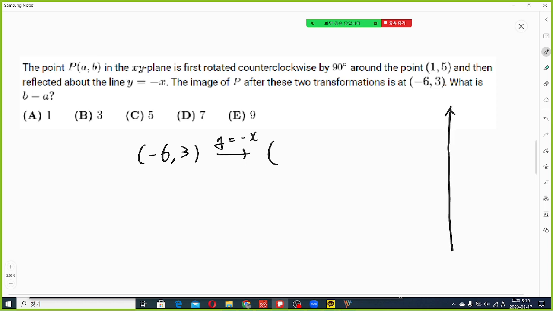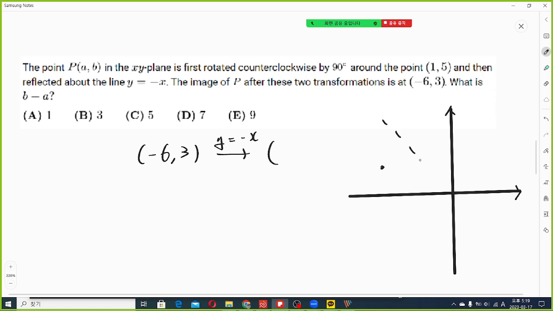Y equals minus 6. Let's just, yeah, kind of, let me see. So let's use the graph. Like this. So minus 6 and 3 is about here. And this is the graph of y equals minus 6. So that means the intermediate point will be here. And the intermediate point coordinate is, yeah, minus 3 and 6.